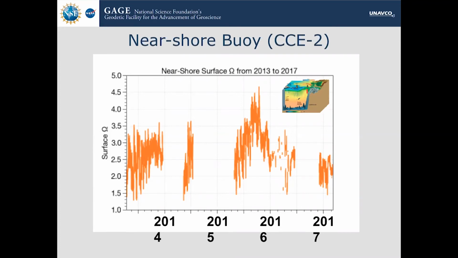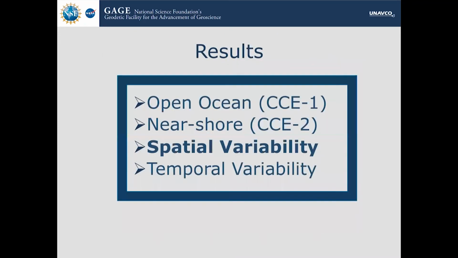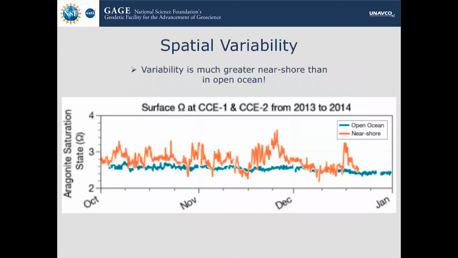And here, from the year 2015 to 2016, we see a spike in saturation values. However, it's also important to note that in this buoy, we see a lot more variation in the aragonite saturation state, where we have values that are above 4.5 and values that are below 1.5. So comparing the two buoys spatially, we see that variability is much greater nearshore than in open ocean.